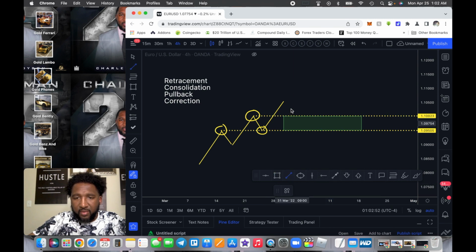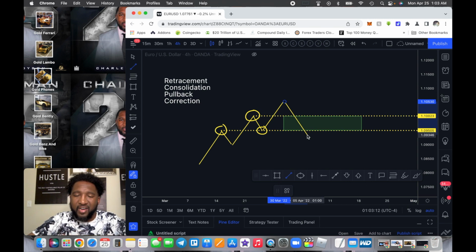So what can the market do? It can come here, bounce, and then go up. It can come even deeper and then go up. It can come all the way back down here and then go up. There's no rule that says it has to stop there. It can come even deeper and then go up. All of those are possibilities.